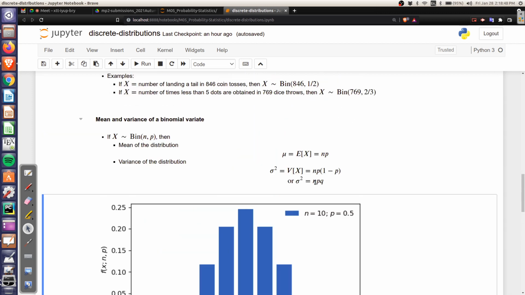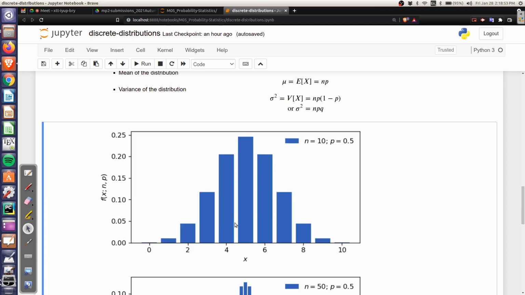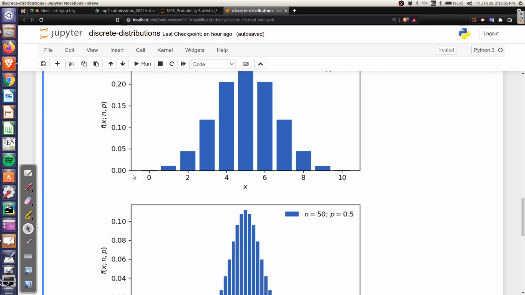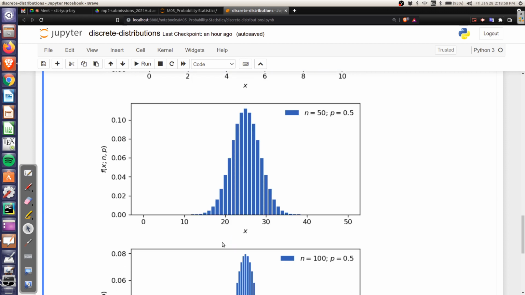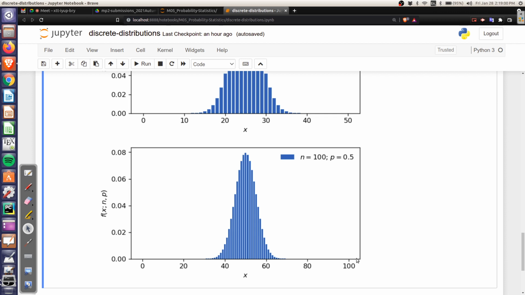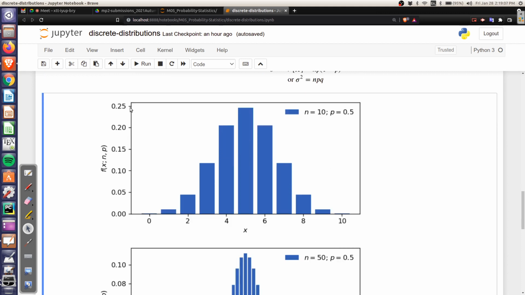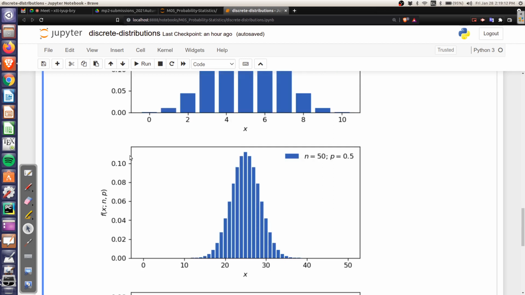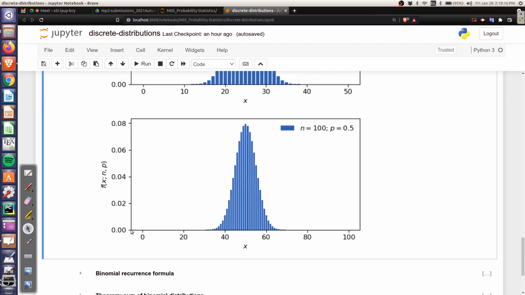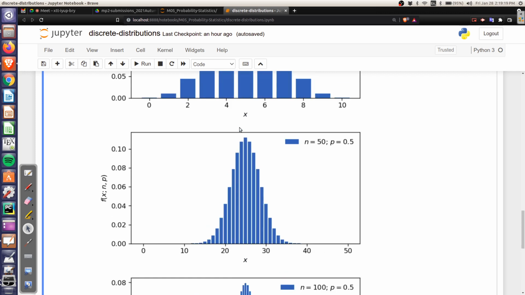Because the variance is npq. Remember, variance is npq, so we can calculate the variance. Why it appears to be like that is because here I have plotted the graph from 0 to 10, here from 0 to 50, and here from 0 to 100. Also, you see the maximum probability here is 0.25, here it is in the range of 0.1, and here it is 0.08. You can see the probabilities are actually decreasing, even though it looks like the probability values are remaining more or less the same.